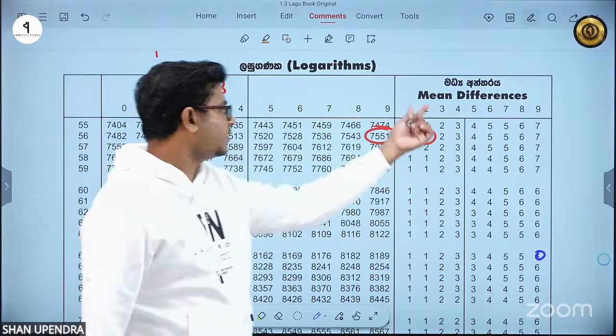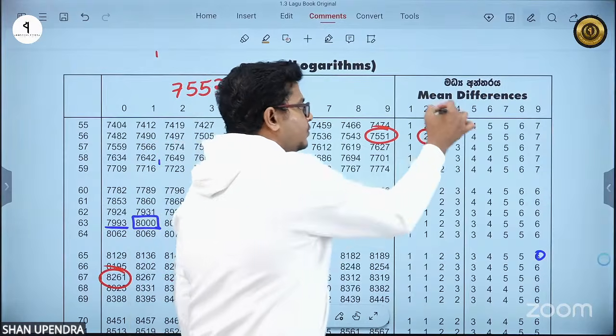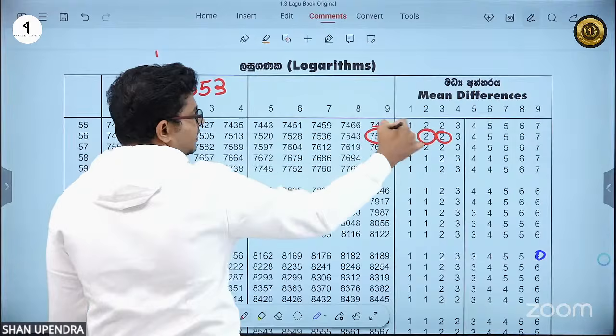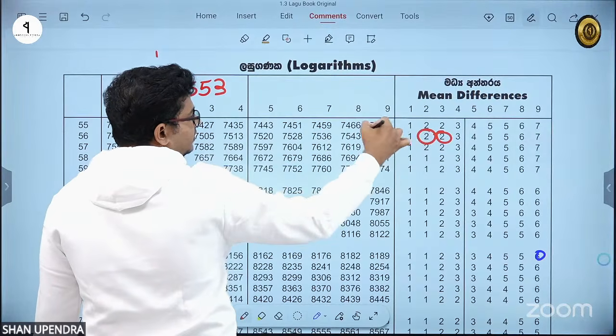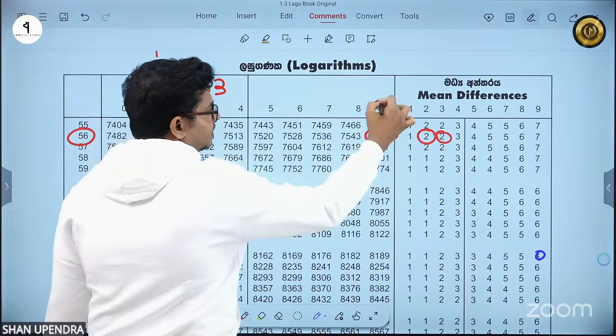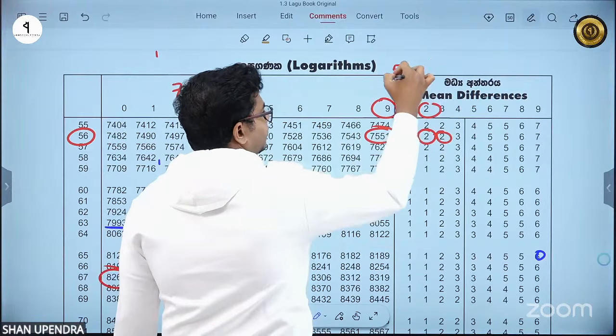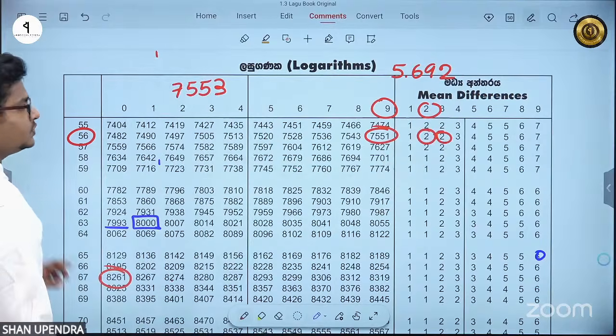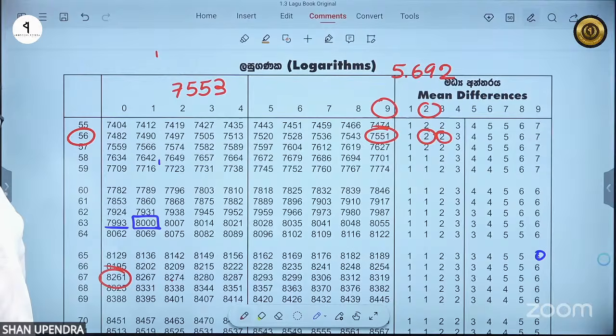So let's take this one. You can take either 2 or 3, it doesn't matter. So I'm taking 7553, and you get 5692. That means 5.692.